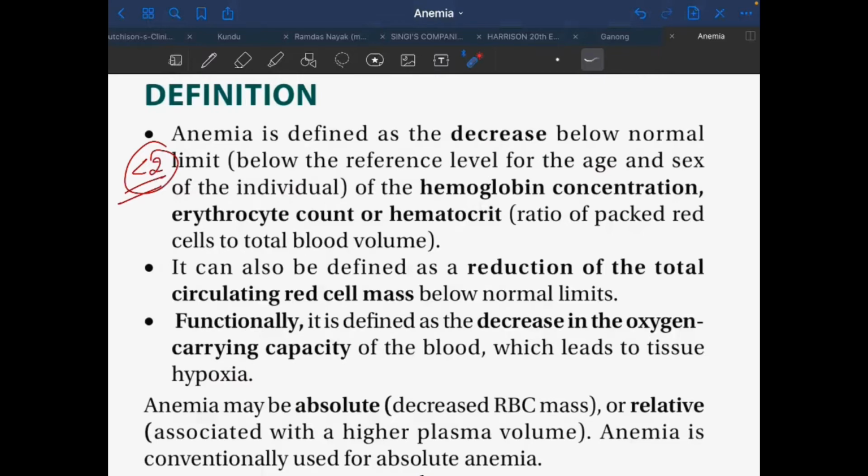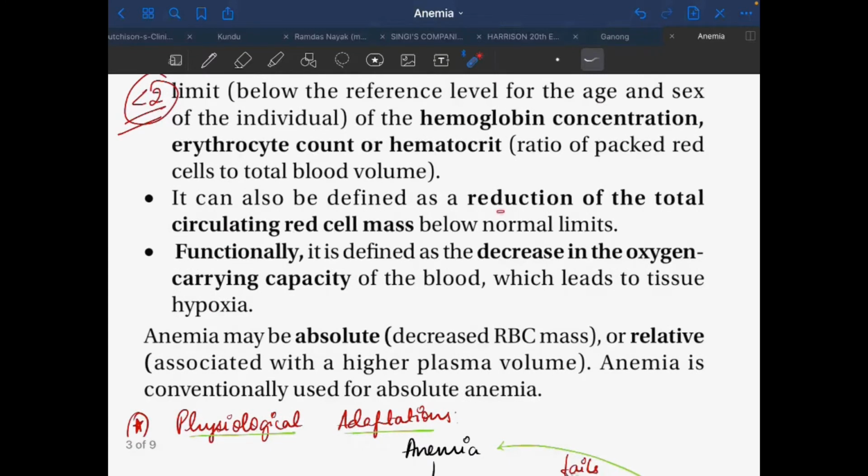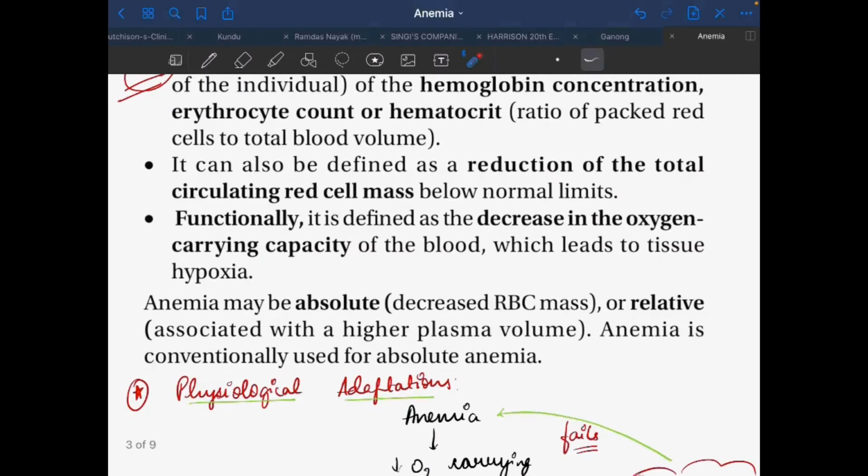We can also define anemia as a reduction in the total circulating red cell mass below the normal limits. The normal limits will come for the particular age groups in the subsequent discussion of the class. And now we can functionally also define anemia. What is the functional definition of anemia? Simple. What is the function of blood? That is transportation of oxygen. So you can tell it is a decrease in the oxygen carrying capacity of the blood leading to tissue hypoxia. That is the functional definition of anemia.